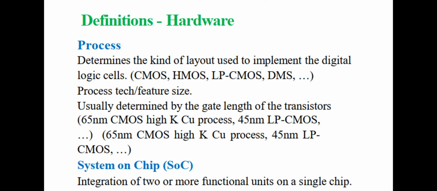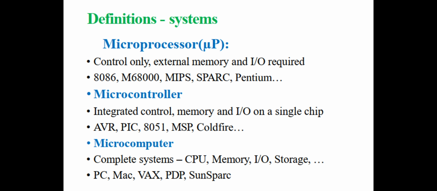Computer architecture and organization 8. Definitions. Microprocessor: controls external memory and I/O as required, for example 8086, M68000, MIPS, SPARC, Pentium. Microcontroller: integrated control, memory and I/O on a single chip, for example AVR, PIC, 8051, MSP, ColdFire. Microcomputer: complete systems with CPU, memory, I/O, storage, for example PC, Mac, VAX, PDP, SunSPARC.